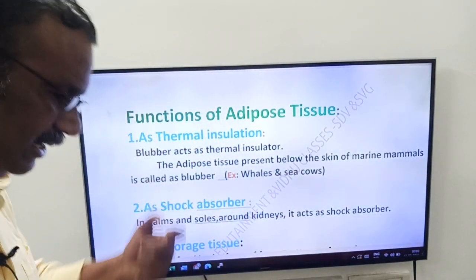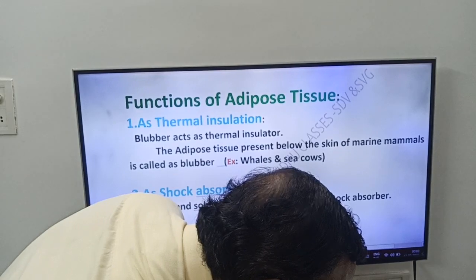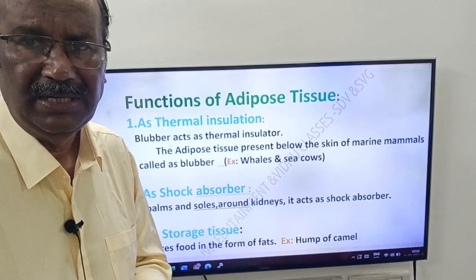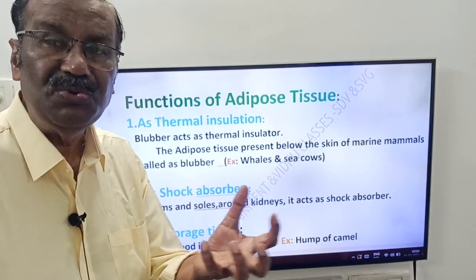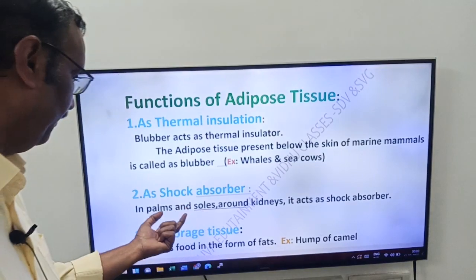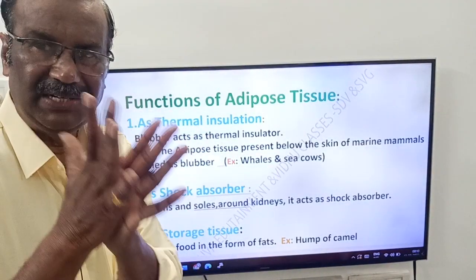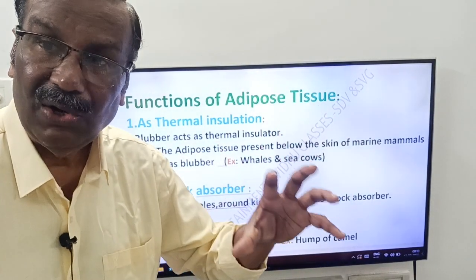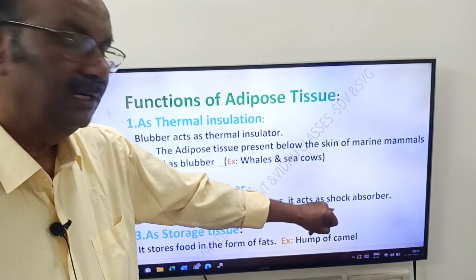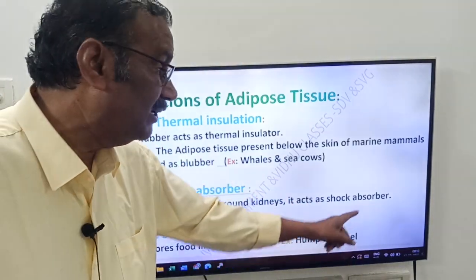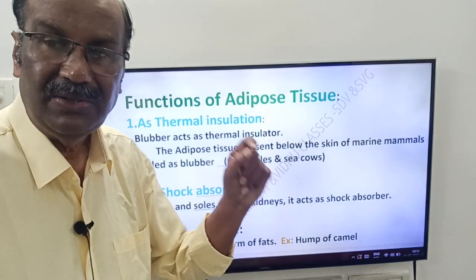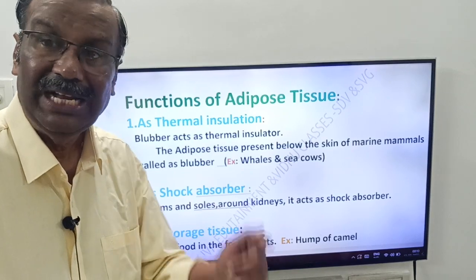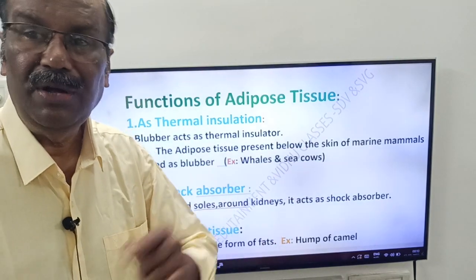Next friends, come to the second function of the adipose tissue. The adipose tissue acts as shock absorber. Shock absorber means it receives the shocks. In palms, in soles, around kidney, and in the heart, we have adipose tissue. It acts as shock absorber. So adipose tissue acts as shock absorber where? Palms, soles, around kidney, in between cardiomyocytes.